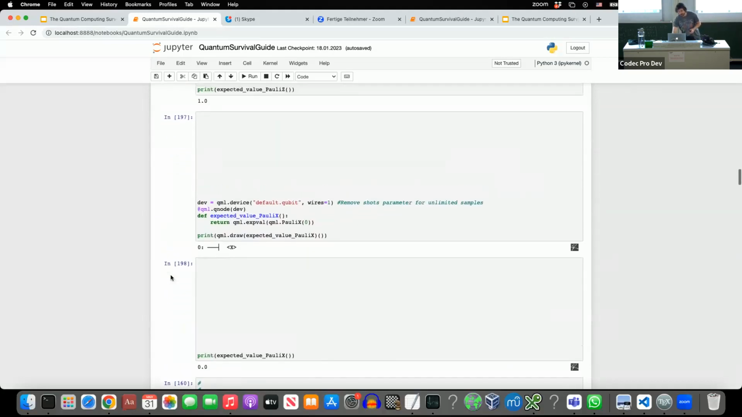And likewise, if we take the expected value of our Pauli X observable circuit that we worked with before, we get an expected value of 0. This happens because half of the time we were measuring an eigenvalue of 1 and half the time an eigenvalue of -1. Therefore, the average should be 0.